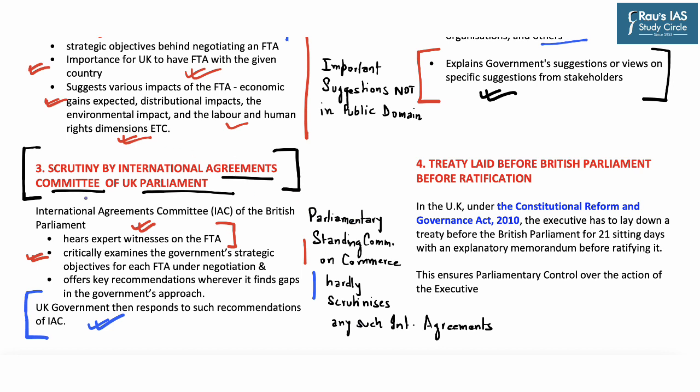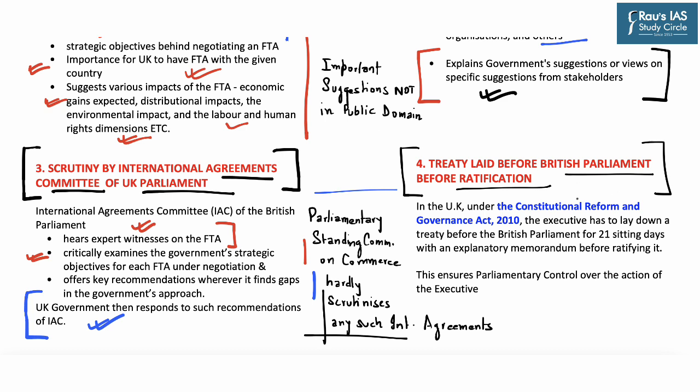Now if we compare this practice of parliamentary scrutiny of UK as compared to India, then we find that in the past hardly any parliamentary scrutiny has been done. And even the department related Parliamentary Standing Committee on Commerce rarely scrutinizes any of the international agreements, particularly the objectives behind signing such free trade agreements. And the fourth important point highlighted here is that the treaty in UK is laid before British Parliament before ratification. However, no such precedent exists in India.